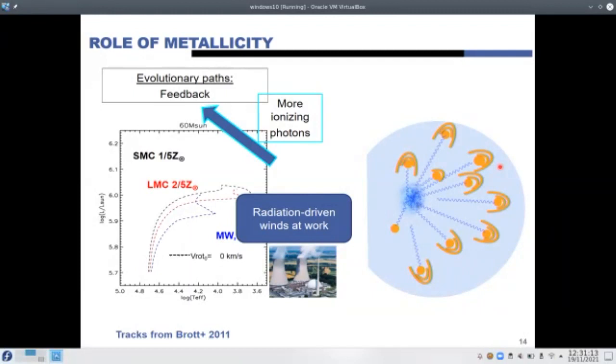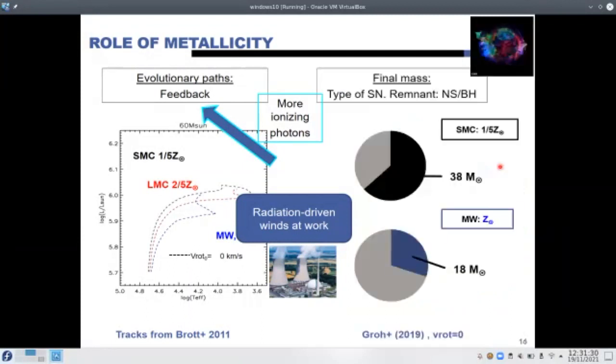So, two take-home messages from here. First one is that the evolution of massive stars with different metallicity can be very different because of the action of radiation-driven winds. And radiation-driven winds need to be characterized so that we understand the evolution of massive stars. And of course, this has an impact on how the star ends. So we go back to the 60 solar mass example. At the end of its evolution, the star will have shed 2/3 of its initial mass. That's a lot. The same star with 0.2 solar metallicity will only lose 20 solar masses. And of course, this has an impact on the kind of supernova explosion and also whether the remnant is going to be a neutron star or a black hole.